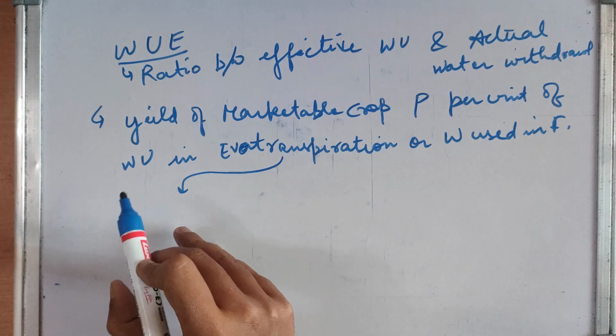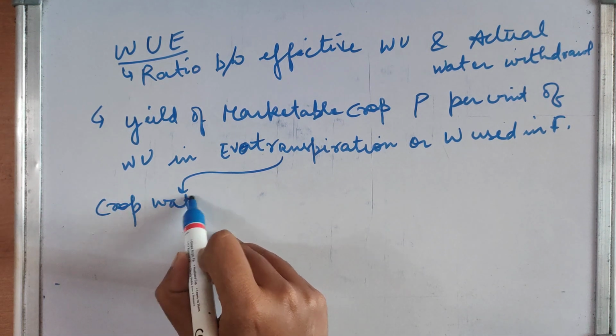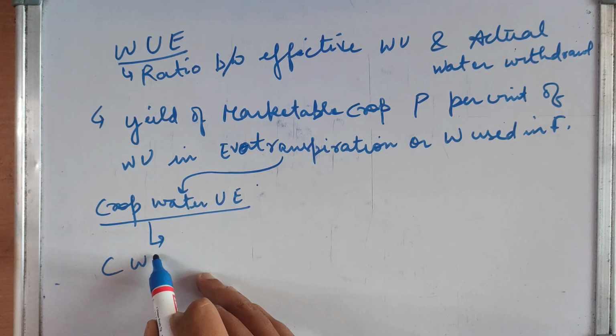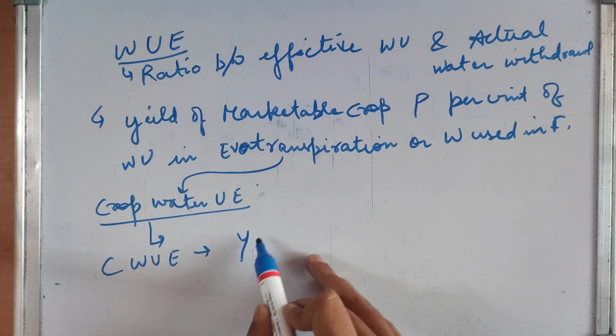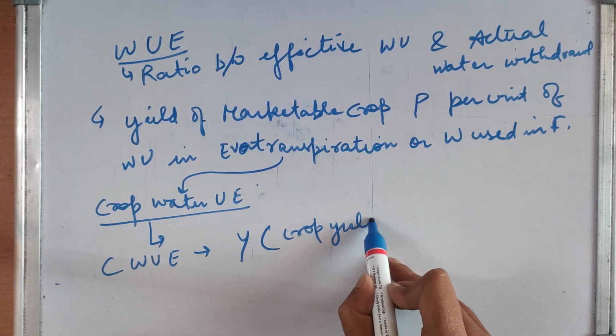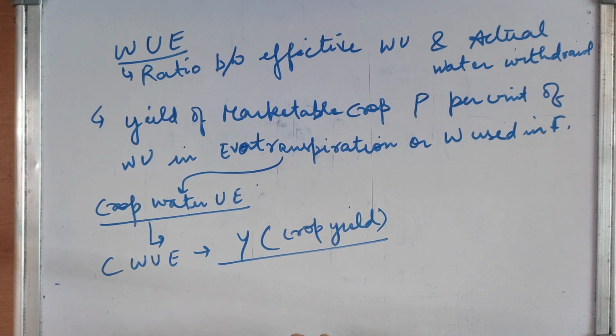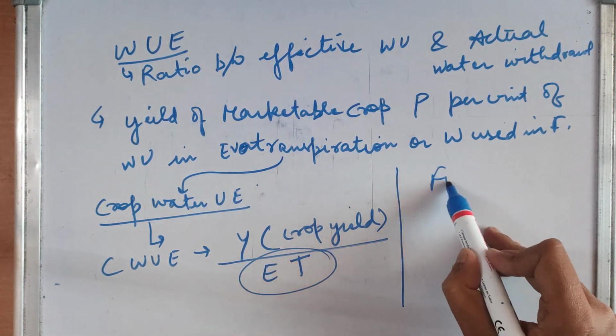First one is crop water use efficiency. It is the ratio of crop yield, Y, to water depleted by the crop through evapotranspiration. So crop water use efficiency is the ratio of crop yield to the water depleted by the crop through evapotranspiration. This is crop water use efficiency.